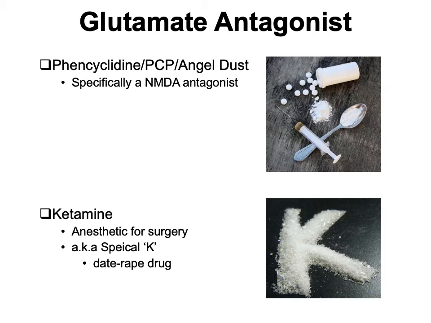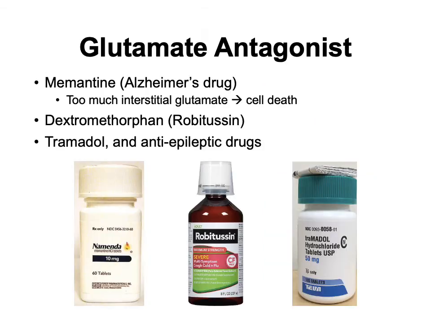It blocks them, so it has a profound effect on not being able to learn or have long-term potentiation or neuroplasticity. Another drug that blocks or inhibits or acts like an antagonist to glutamate is ketamine. The ketamine is used for anesthetic surgery, but it's also become a popular date rape drug, and it's also known as Special K.